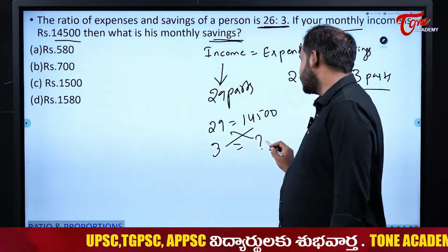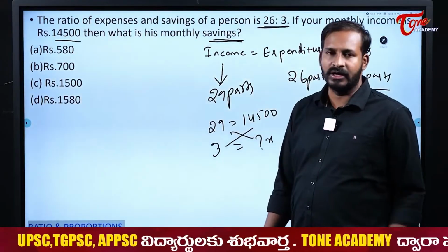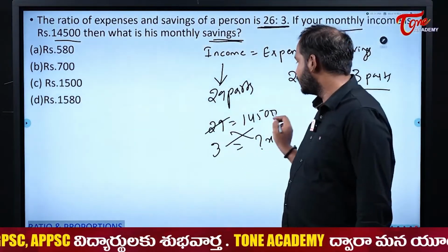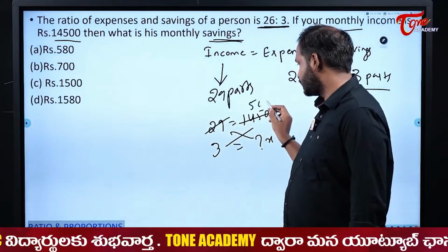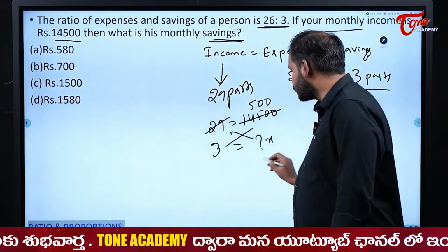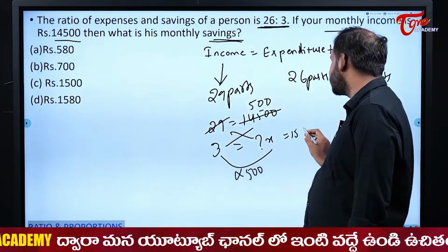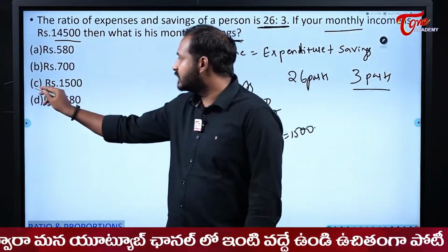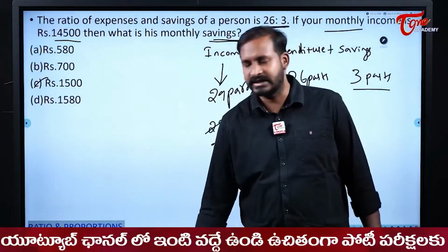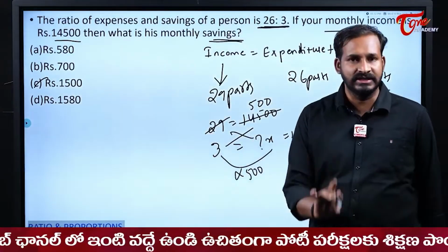Cross multiply, consider this as x or something and cross multiply, or else if you are really good, you can cancel it directly. 29 ones to 29 500s. So similarly here also multiply with 500. So what happens to his savings? His savings here becomes 1500. So the answer is 1500, or else take it as x and simply cross multiply it, you will get the same answer.